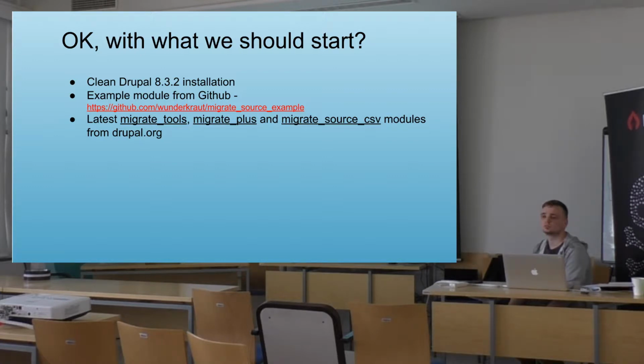We need Drupal core 8.3.2 installation. It is the latest. I think it's a week old, and we need our created migrate source example module, which you can find on GitHub. If you just search migrate source example, it should be the first result. And of course the latest migrate tools, migrate plus, and migrate source CSV modules from Drupal.org.